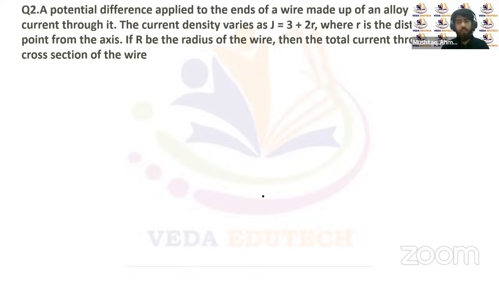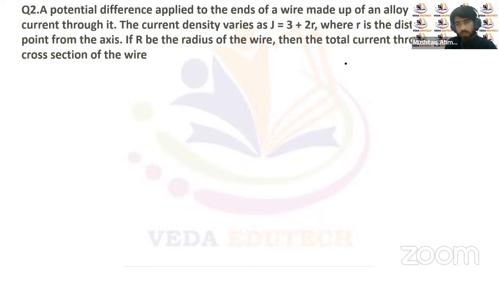Now let's move on to the next question. The question is that a potential difference applied to the ends of a wire made up of an alloy drives a current through it. The current density varies as 3 plus 2r, where r is the distance of the point from the axis. If capital R is the radius of the wire, then the total current through any cross section of the wire is.